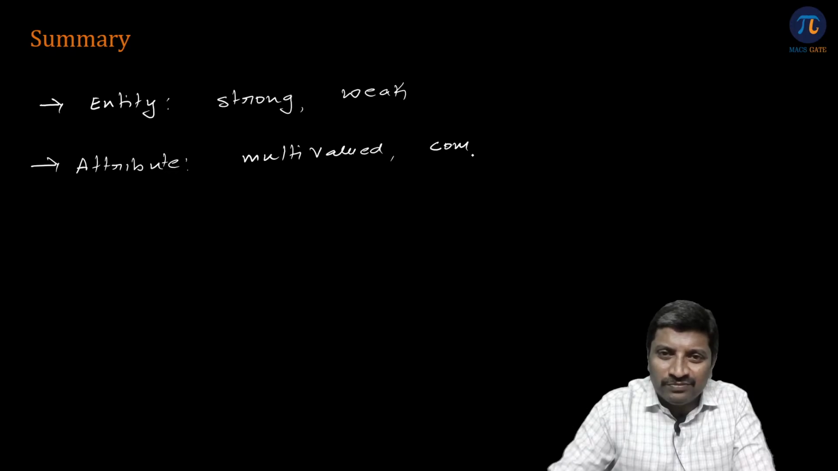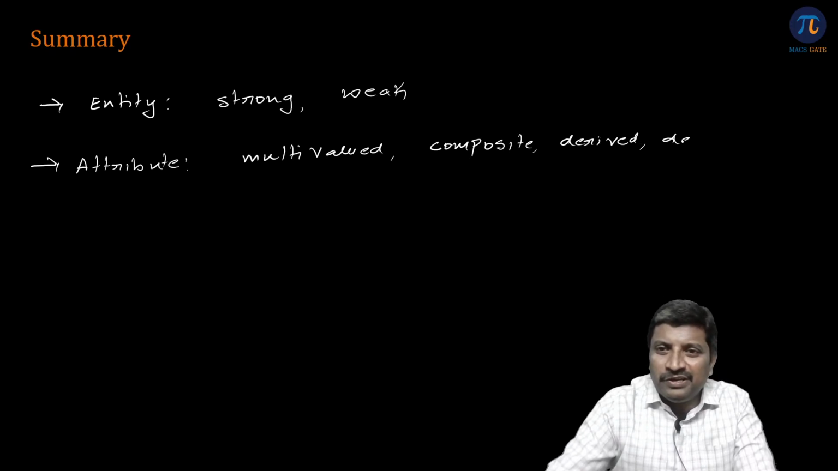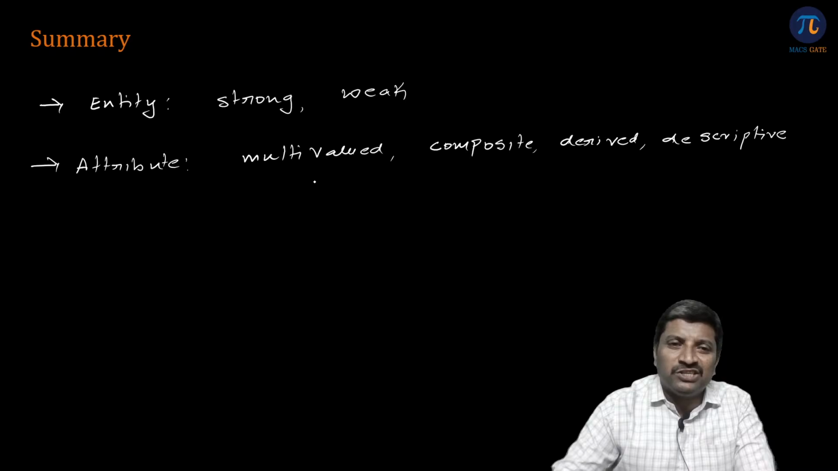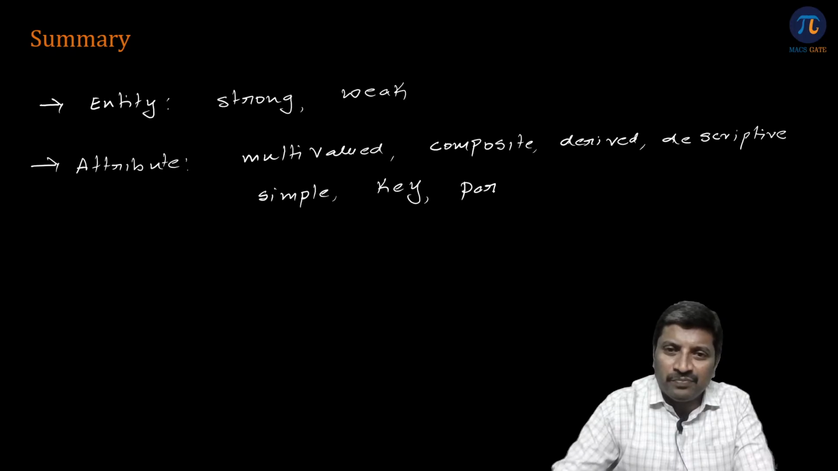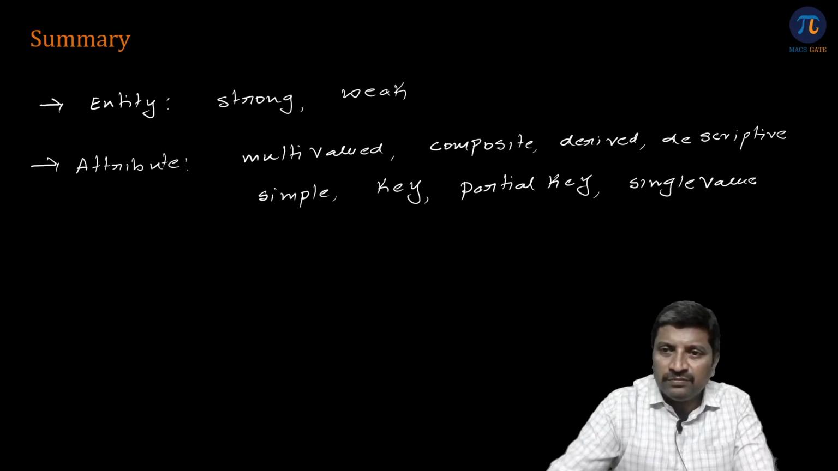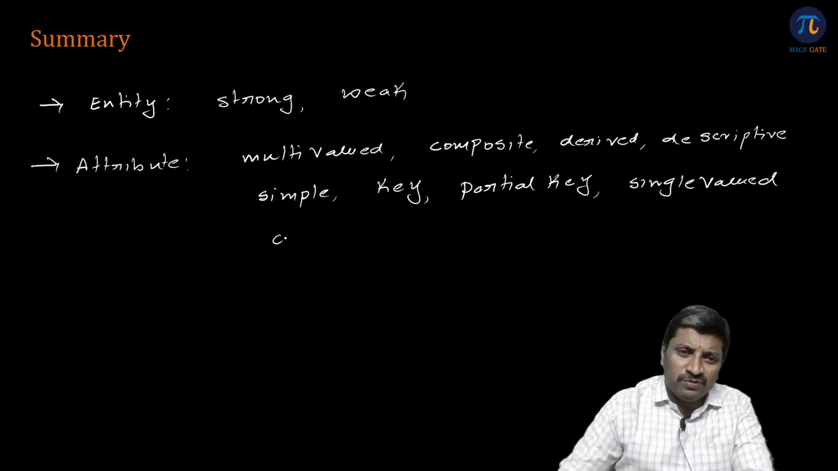Multi-valued, composite, derived, descriptive, simple, key, partial key. Since I listed multi-valued, you can list out single valued. Complex also. So these are the types of attributes we are having, sir.